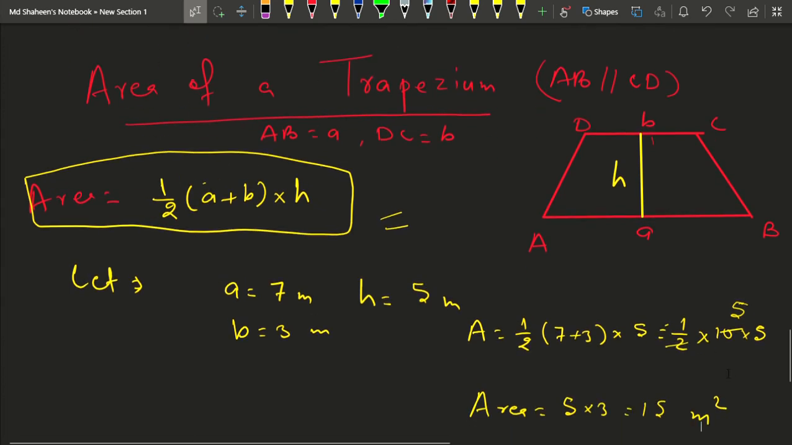What is a trapezium? In a trapezium, one pair of lines is parallel, not equal. Remember this, parallel, not equal. So you need to know the length of the parallel lines and the distance between those parallel lines. Then you can find the area.